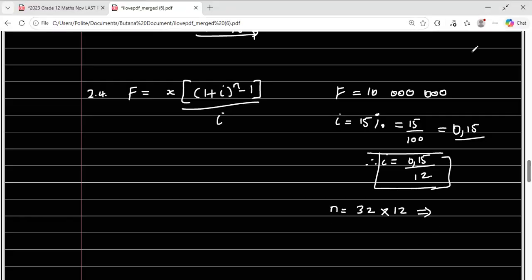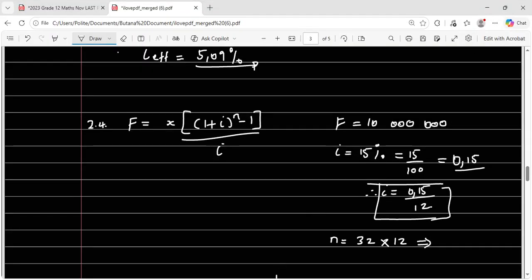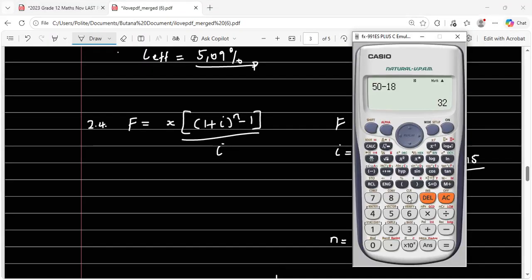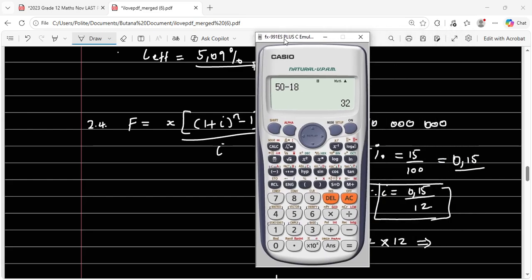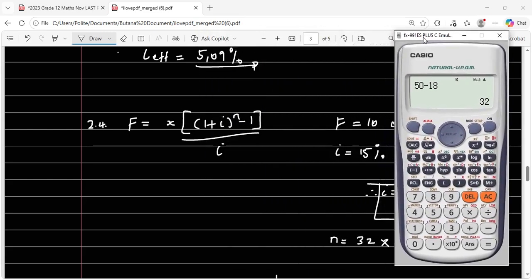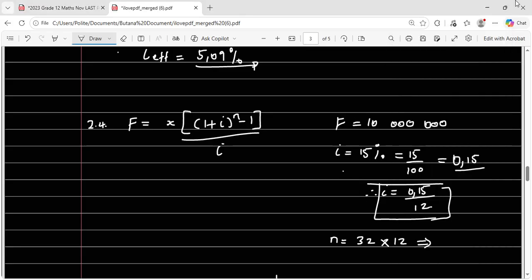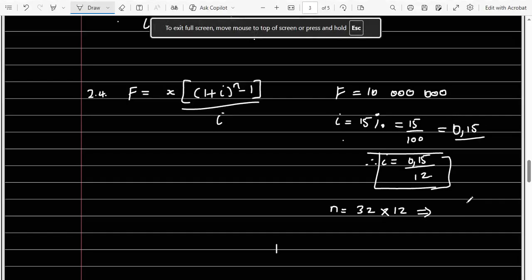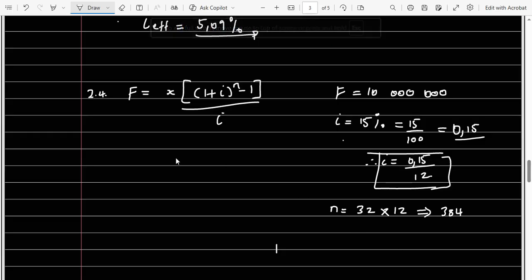Okay, where's my calculator? Okay, so we're going to say 32 times 12. This gives us 384. So that will be 384. That's N. So let's do the substitution and see how to find X.